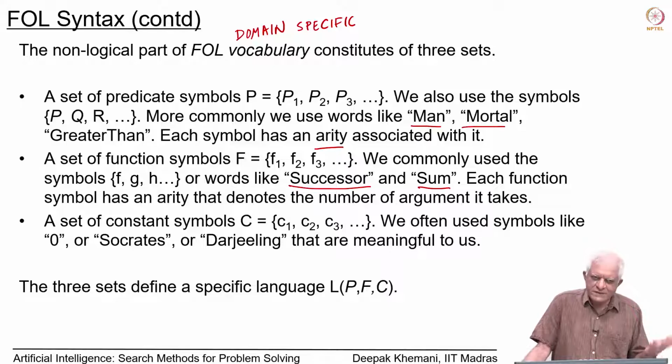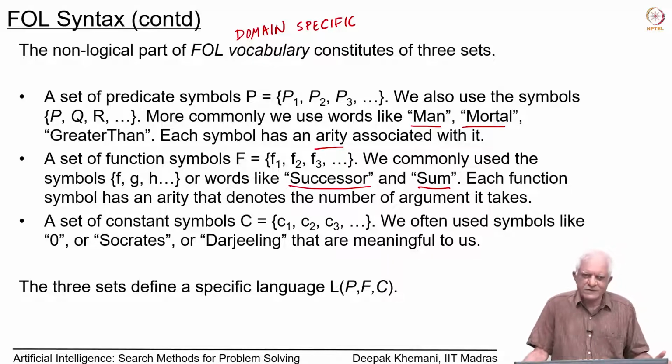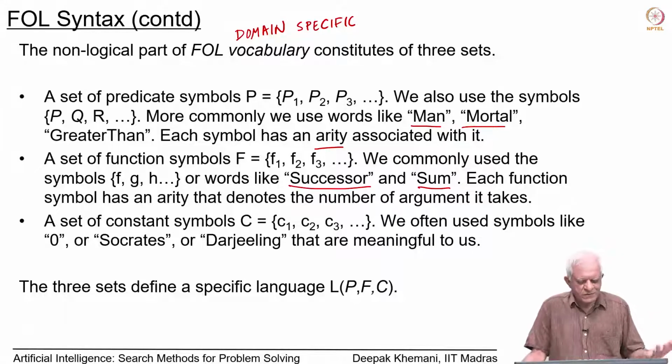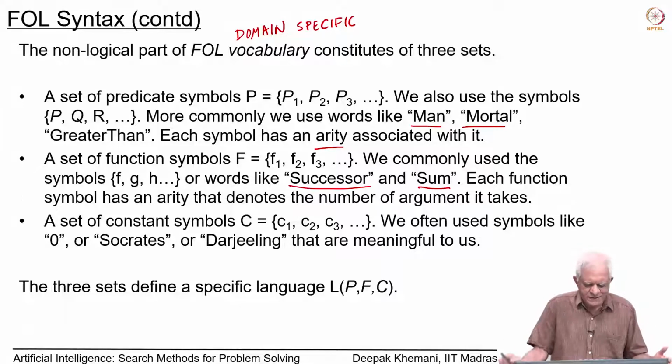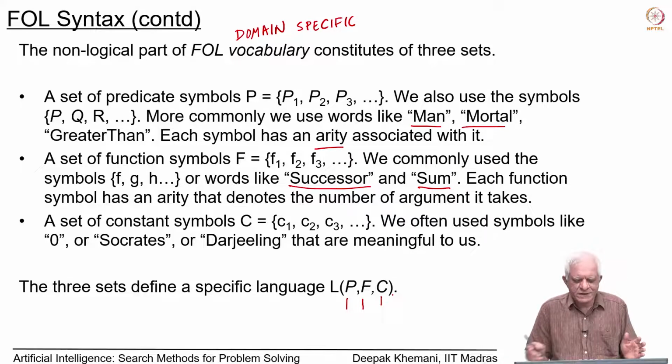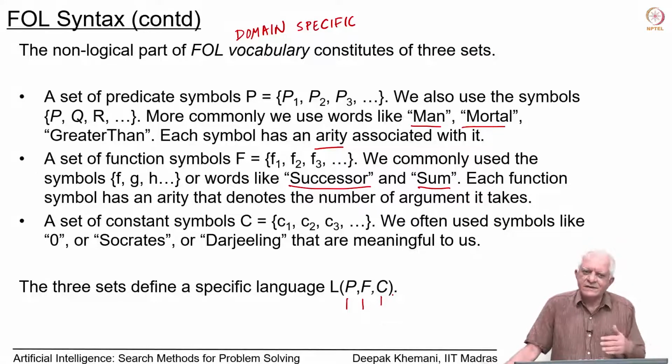Then we have a set of constant symbols. In every domain we may have constants. So, we have Socrates and we have numbers like 0, 1, 2, 3 and so on and so forth, or Darjeeling. All these are constant symbols and they are just part of the language. So, we have these three sets, the set of predicate symbols, the set of function symbols and the set of constant symbols, and they together define a language which is used to talk about the domain. In some sense, it corresponds to the short term memory that we had spoken about earlier.